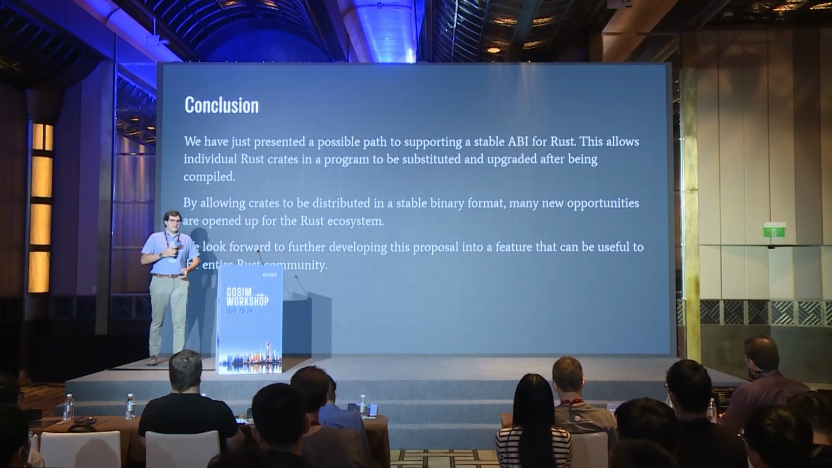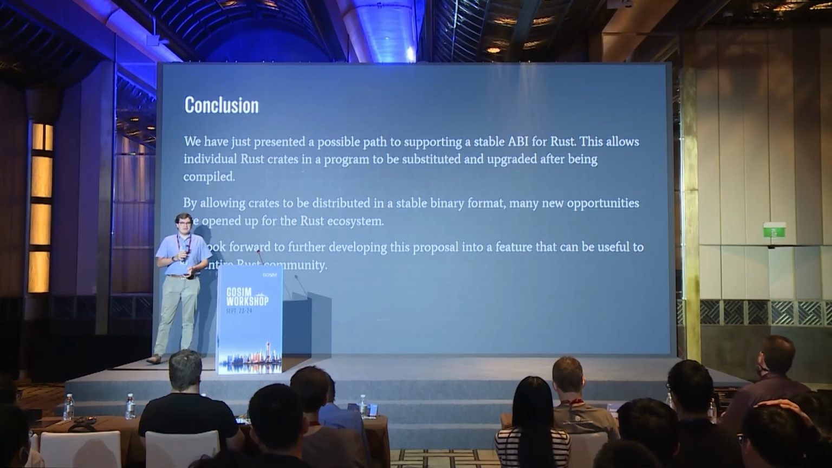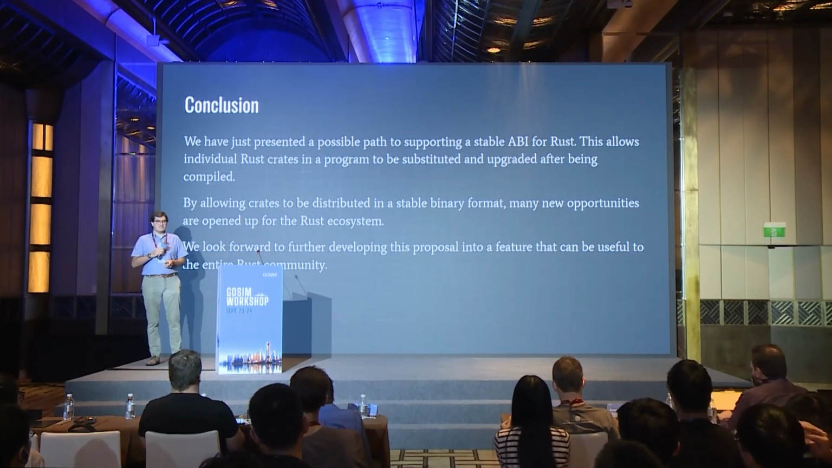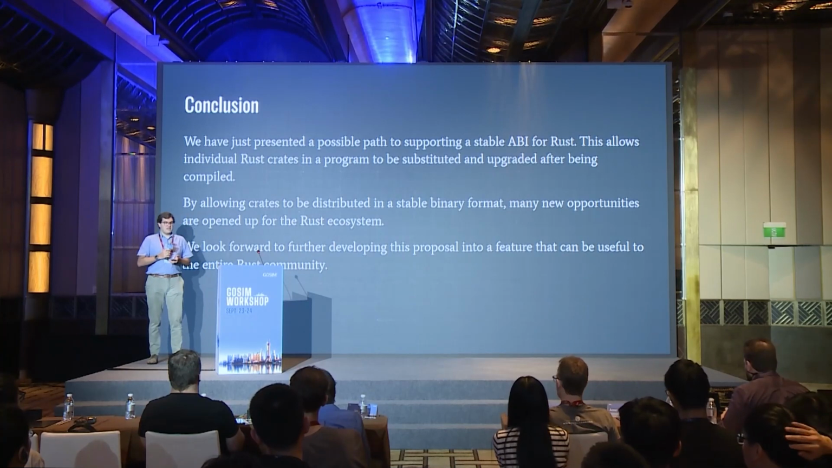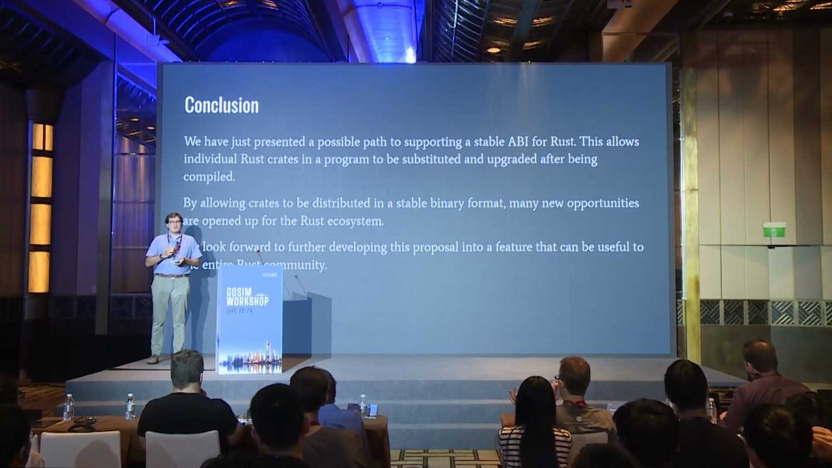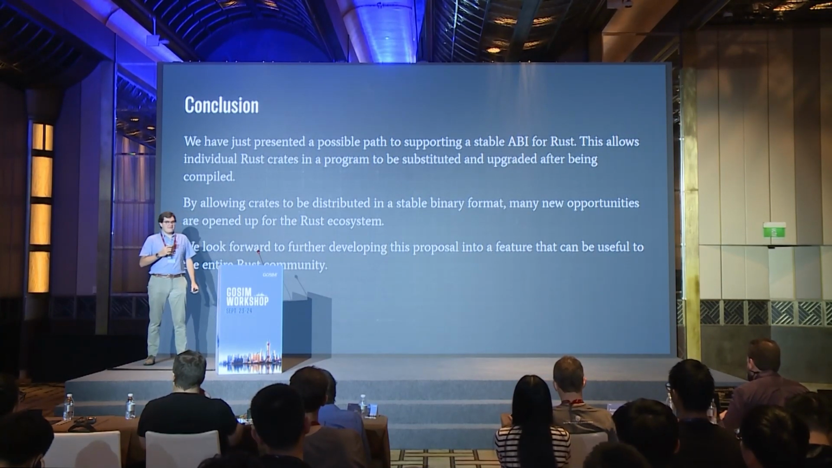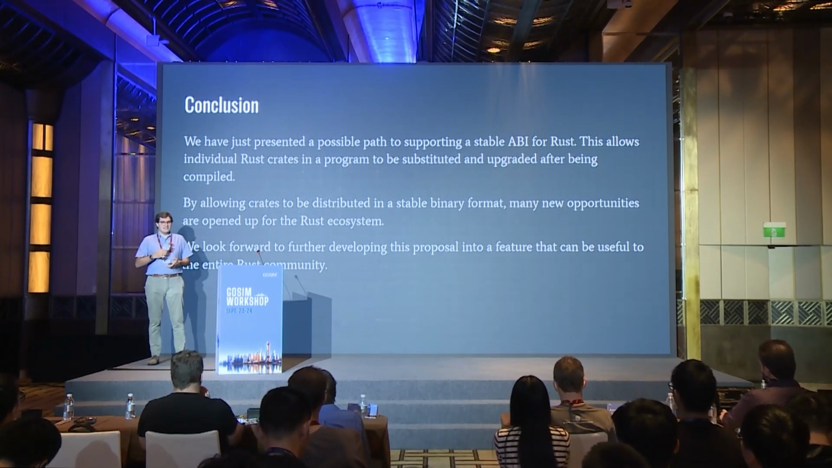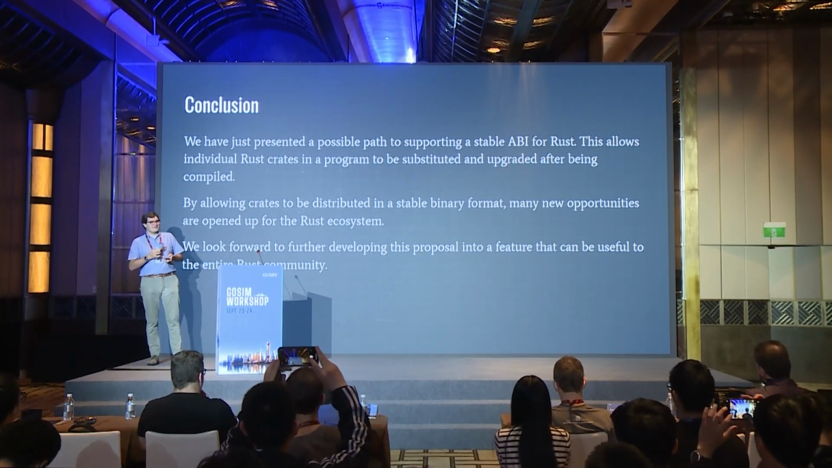So, in conclusion, we've just presented a possible path to supporting a stable ABI for Rust, which allows individual Rust crates to be substituted and upgraded after being compiled. By allowing the crates to be distributed in a stable binary format, this opens up many new opportunities for the Rust ecosystem. And finally, we look forward to further developing this proposal and working with the Rust community to develop this feature into something that can be useful for everyone.